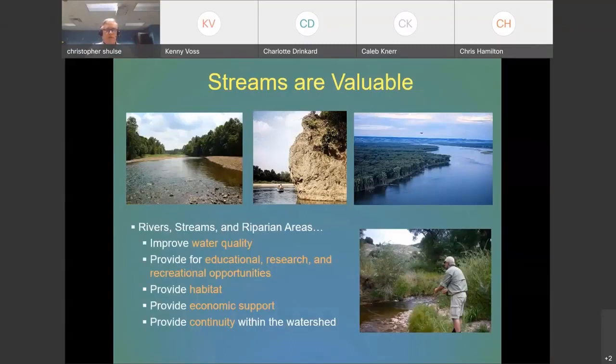Again, they provide habitat for many species, and they also provide economic support. Our rivers and streams are used all the time for freight transport or recreational opportunities that boost income for local communities along these watersheds. They provide continuity within the watersheds for species, for animals and plants that utilize these types of habitats. So they provide basically paths and trails for these types of animals to migrate and to find food and shelter along.